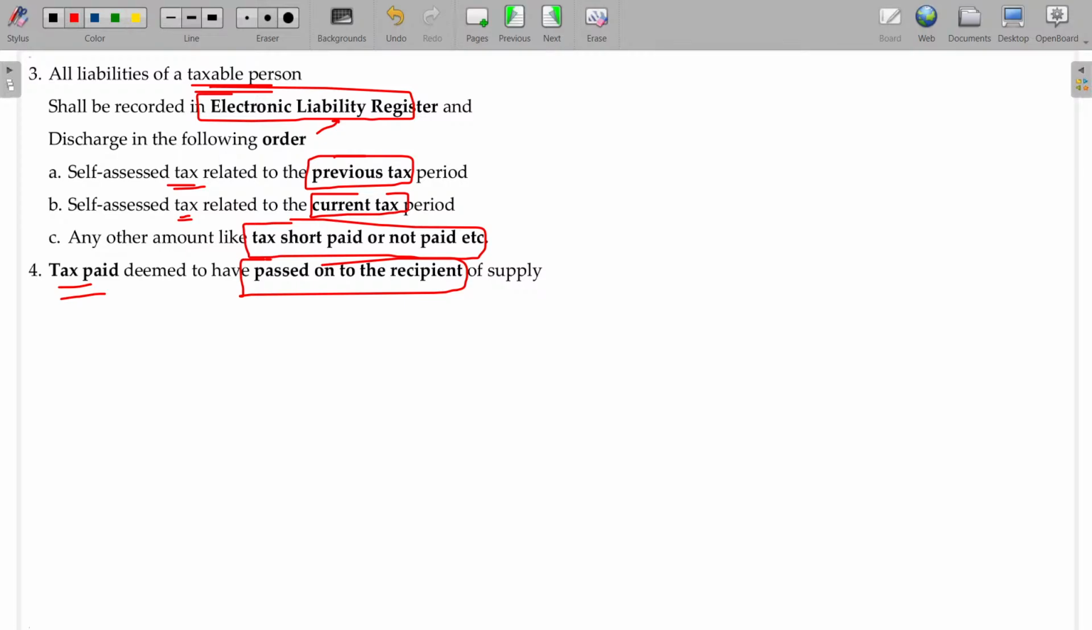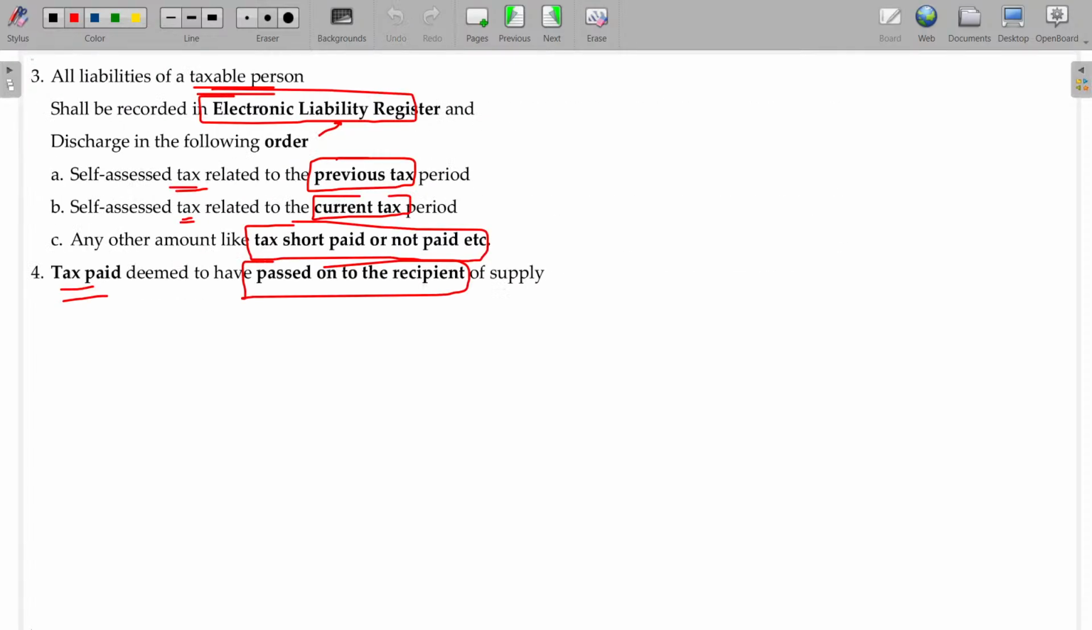Understand that any tax paid is deemed to have been passed on to the recipient of supply. Whatever output tax you are paying, assume that you have collected it from the recipient. So the recipient will be the bearer of this. Whatever tax you pay is assumed to be collected from the recipient and passed on to the recipient. This is the basic understanding.